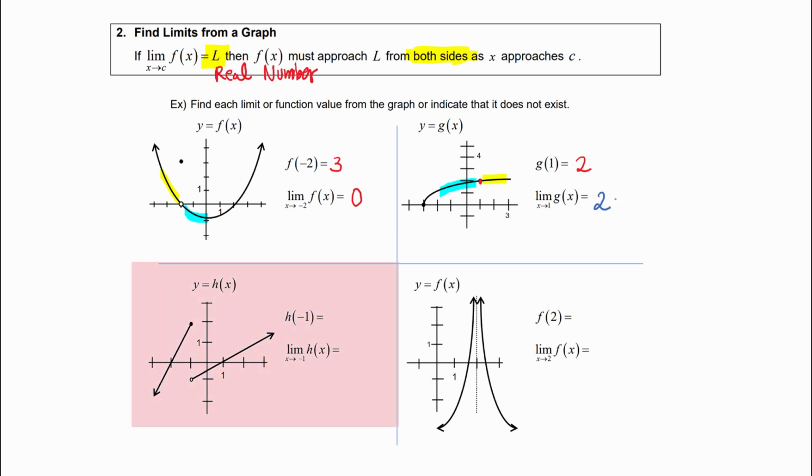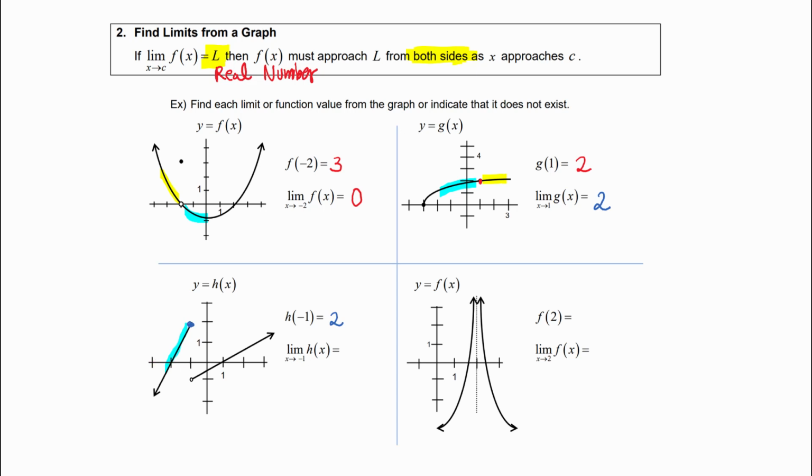Third graph. Let's look at the h graph. What is h of -1? When x is -1, I have a dot here, and it is y value 2. So h of -1 equals 2. Now how about the limit? As x approaches -1 from the left, my function is going to this value right there, that blue dot, which is 2. So the left limit is 2.